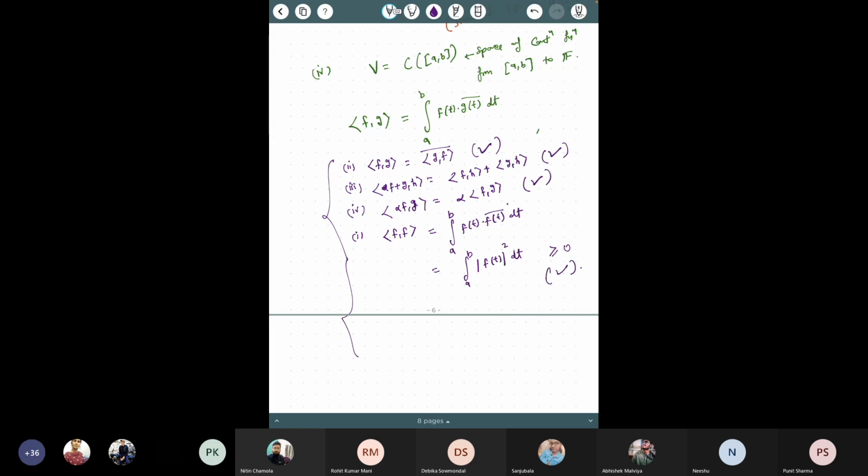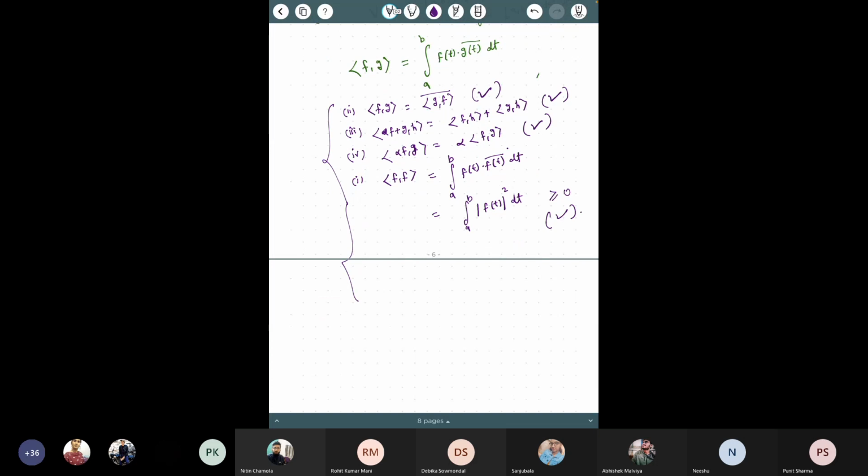But now how about the positivity? To check positivity, you have to check that this is 0 if and only if f is 0, so both ways. One way is true: if f is 0, if the function itself is 0, then clearly, when you look at the integral, it is always 0. So this is again fine.